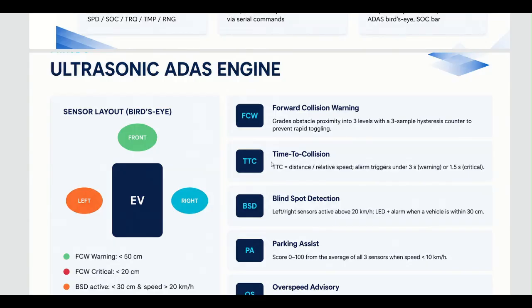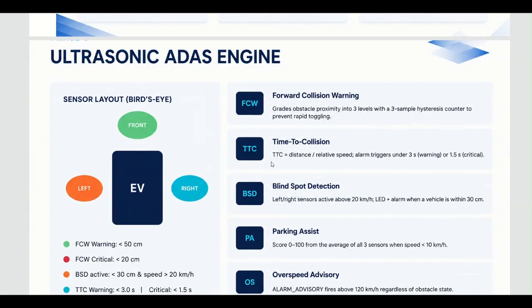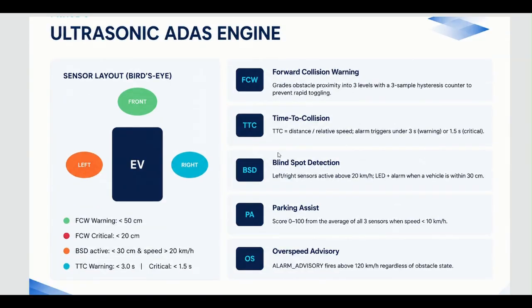Moving on to the ultrasonic ADAS engine. This slide explains the ADAS features implemented using ultrasonic sensors. The system can detect nearby obstacles and provide features such as collision warning, blind spot detection, time to collision detection, parking assistance, and overspeed advisory. All these features improve vehicle safety by warning the driver before dangerous situations occur.